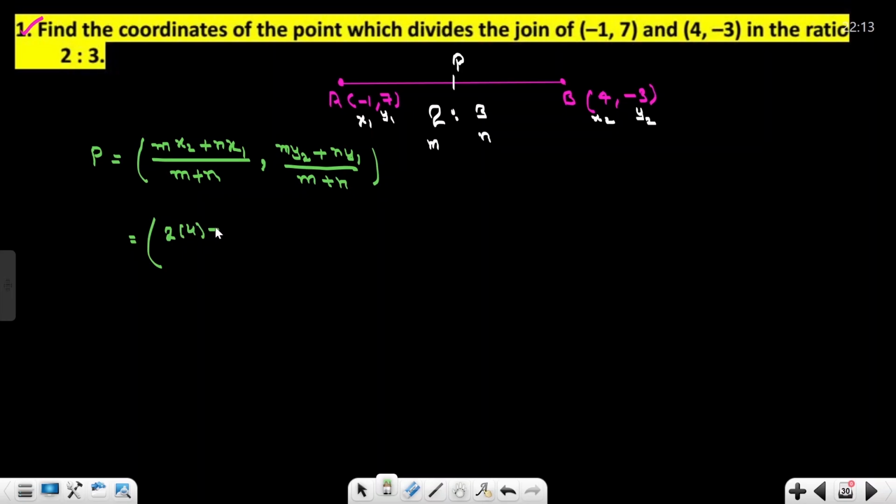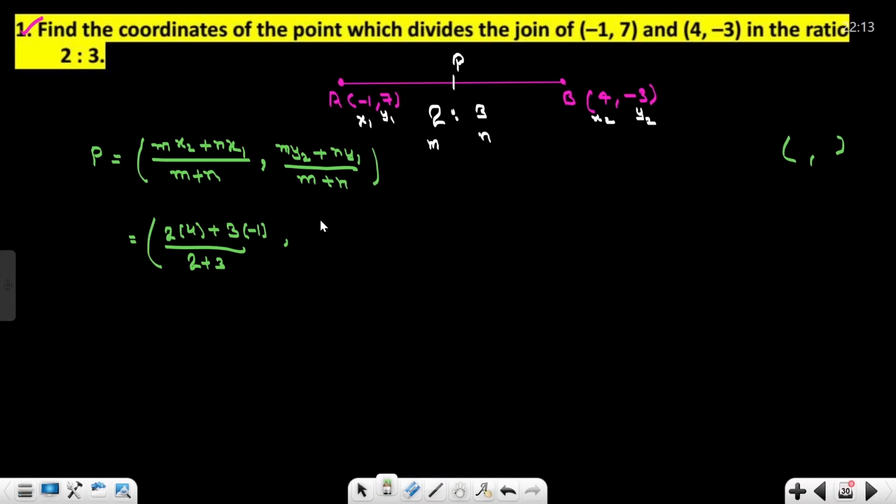4 plus n is what? 3 and x1 is minus 1, divided by m plus n, 2 plus 3. Some students don't write this comma in both brackets. No, always write the comma in the bracket. It's necessary because we always find the coordinate in this form.